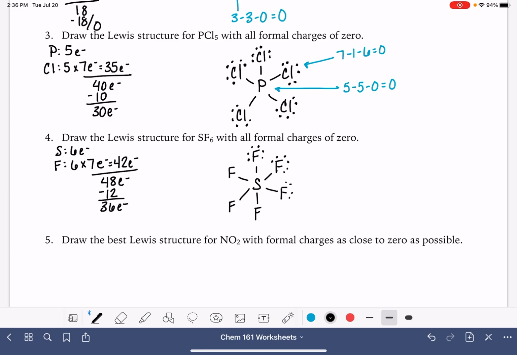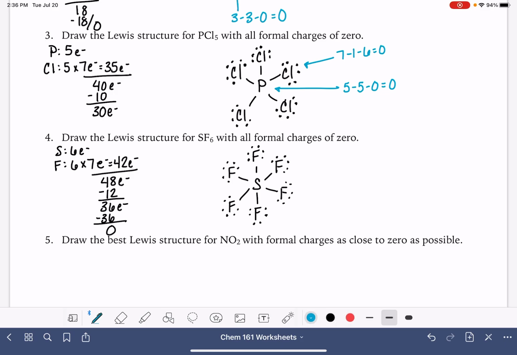Each fluorine atom has 1 bond, which means it's starting with 2, and we want to get it up to 8 electrons. There are 6 total fluorine atoms in the molecule. Each one needed 6 more electrons. That used 36. We have none left.